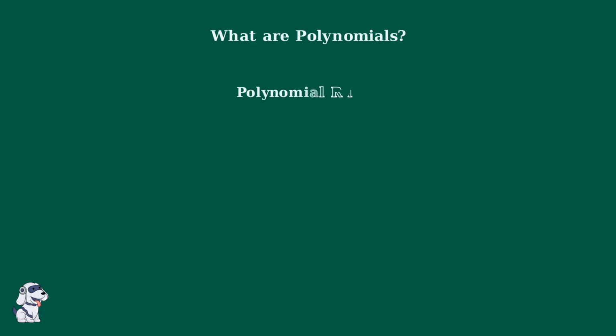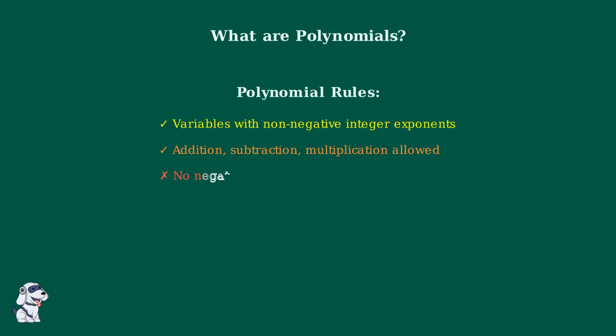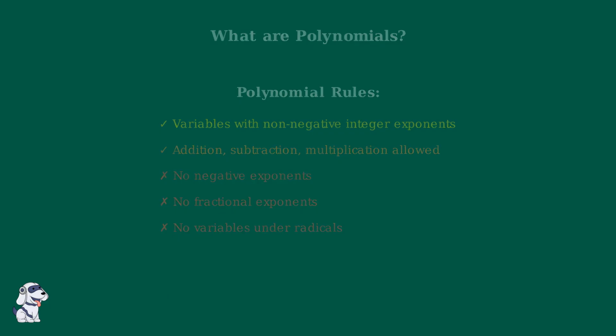Remember, polynomials can only have variables with non-negative integer exponents like 0, 1, 2, 3, and so on. They can be added, subtracted, or multiplied, but cannot have negative exponents, fractional exponents, or variables under radicals. Every polynomial is made up of individual terms, and each term has specific components that we need to understand. Let's examine this polynomial and break down its anatomy.